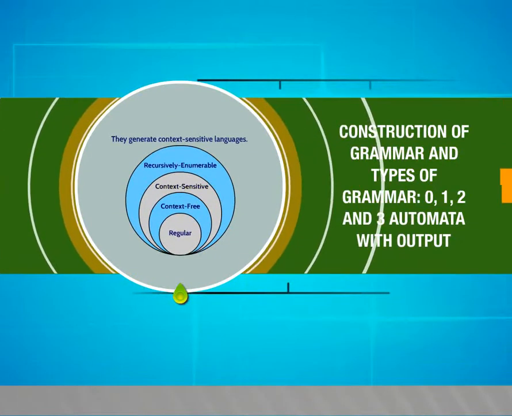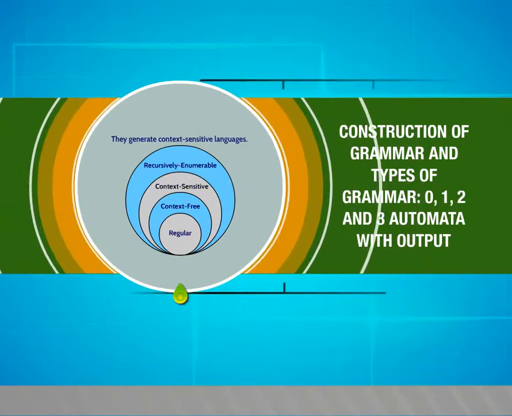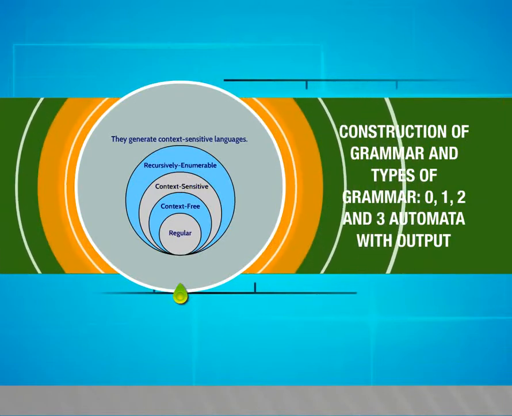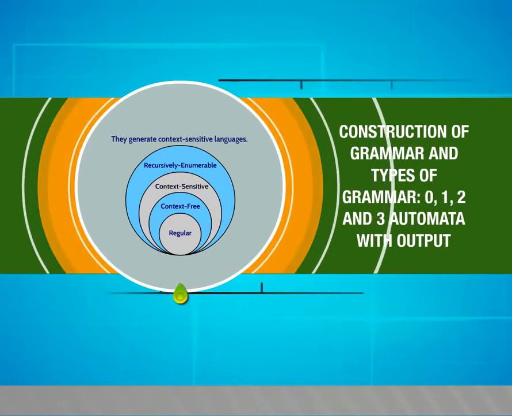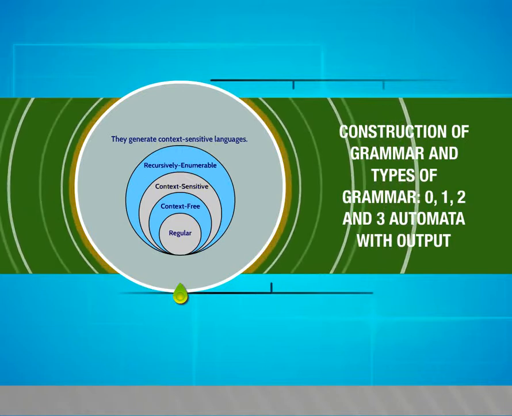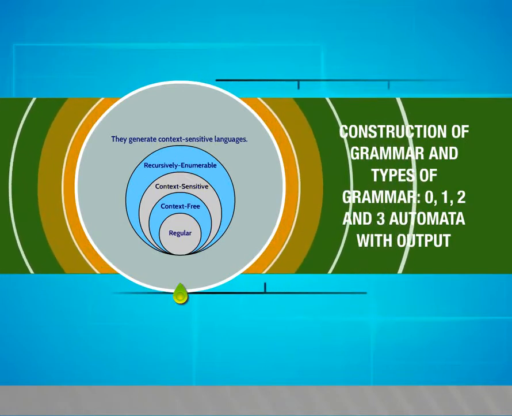Construction of grammar and types of grammar, 0, 1, 2 and 3, automata with output. In this video, we are going to see about construction of grammar and types of grammar, 0, 1, 2 and 3, automata with output.